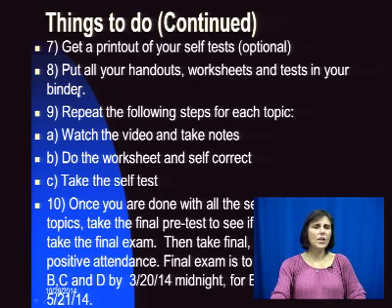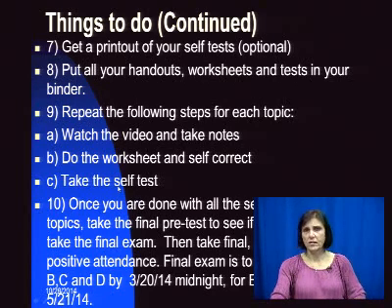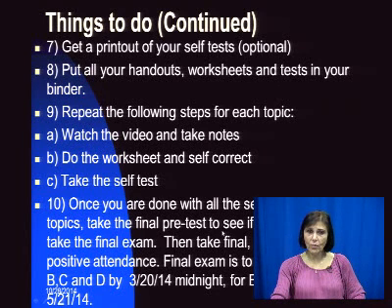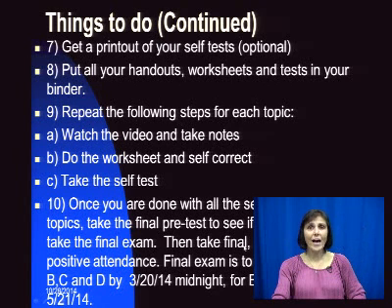Put all the handouts in a binder, separate them, and then repeat this for each one. Watch the video first, do the worksheet, do the self-test for each subsection. Once you're done with all the sections of a given module, take the final pretest so that you know what the final looks like. I showed you that. And then take the final. You have final 1 and final 2. If you get 70%, good, I'll give you a pass. Congratulations. Exit survey, I showed you where that is.